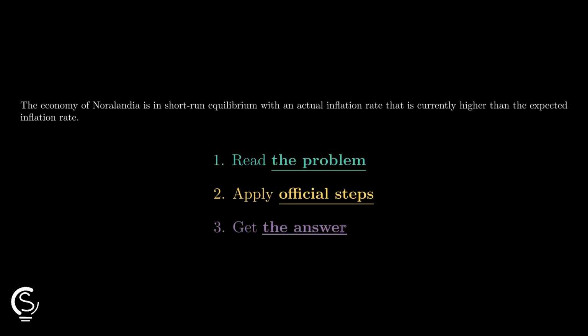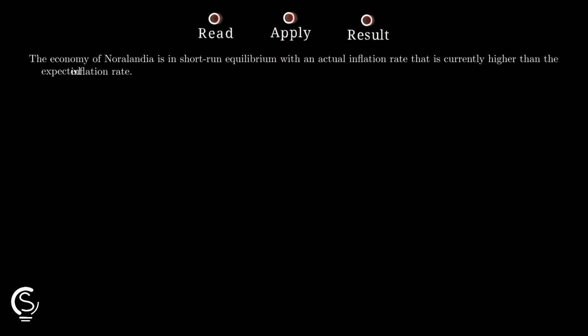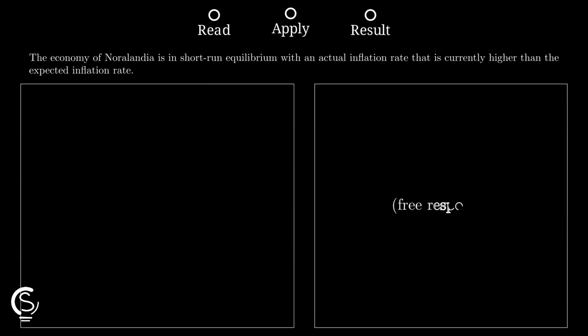When actual inflation exceeds expected inflation, Noralandia is in an inflationary gap. In Part A, the Phillips curve graph shows point X on the SRPC to the left of the vertical LRPC, where unemployment is below the natural rate.